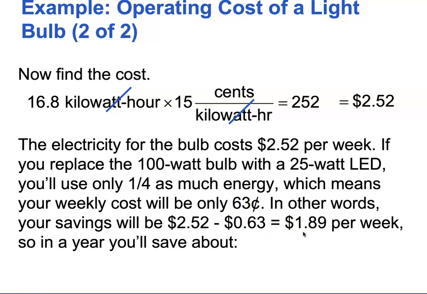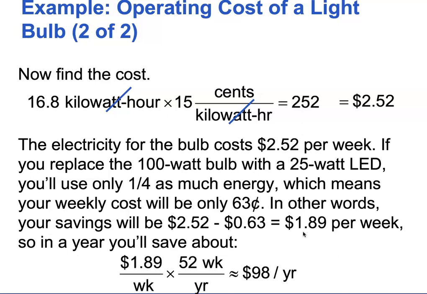So in a year, how many weeks are in a year? There are 52 weeks in a year. So we are saving $1.89 per week. We want weeks to cancel, so we're going to put 52 down here, and you're going to multiply this across. So you're going to save approximately $98 per year if you change from a 100-watt bulb to a 25-watt LED.